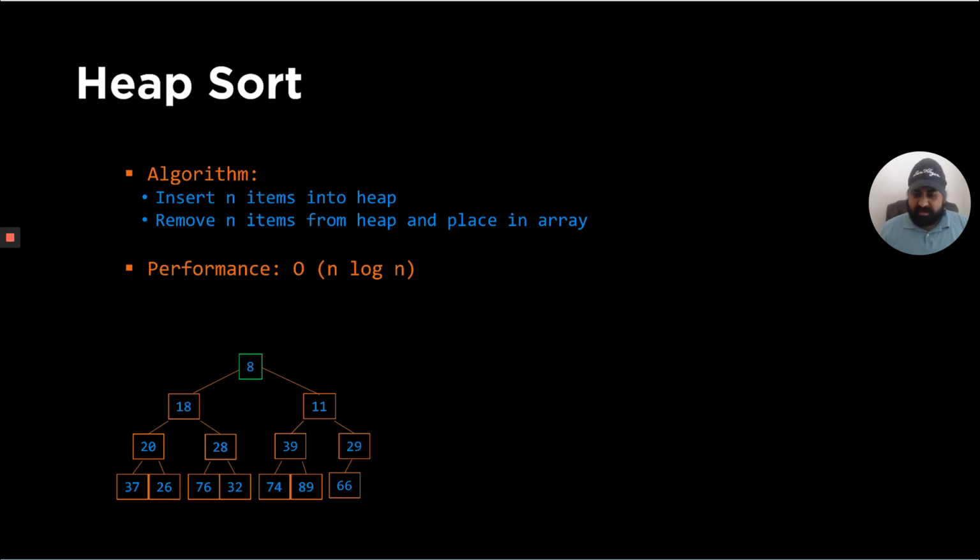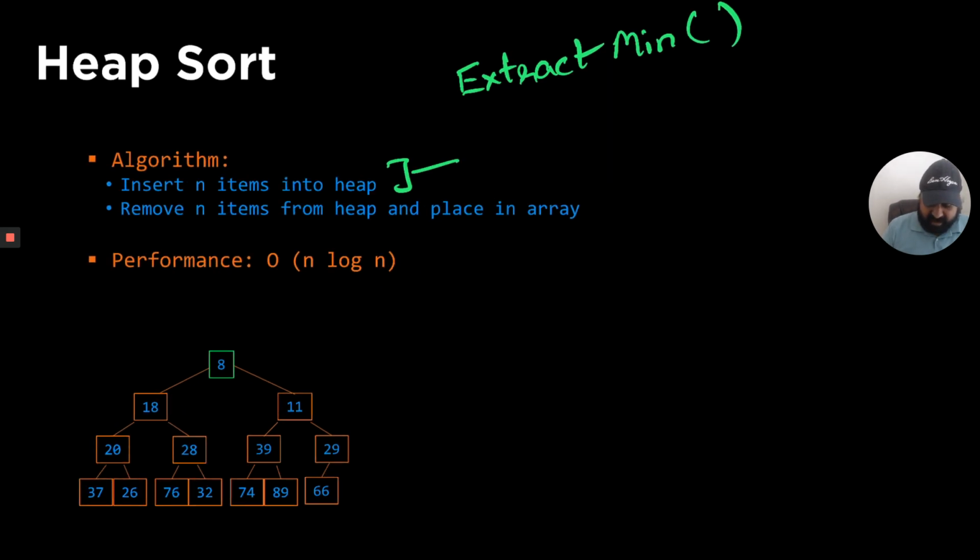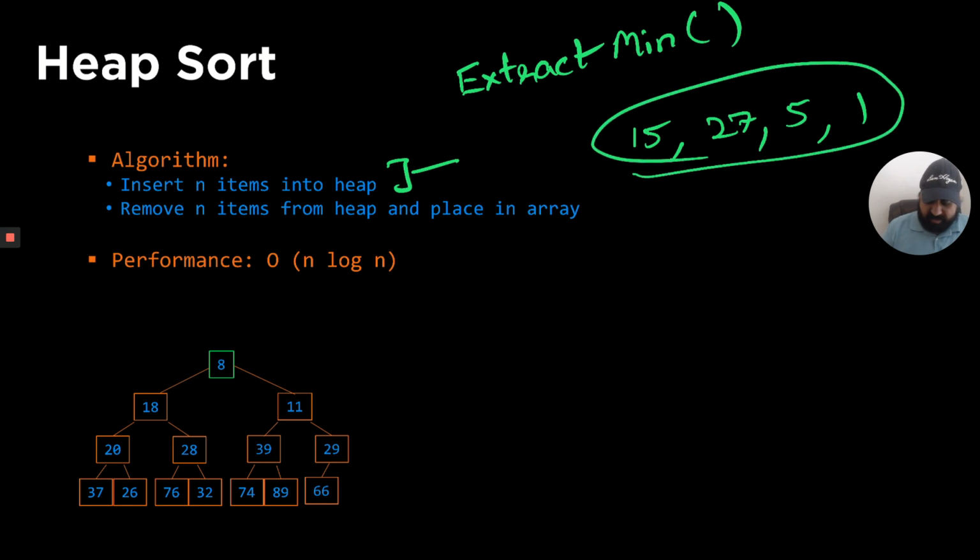So how this works in a heap is, what if we just extract minimum elements, using the extract min operation that is available in a min heap? What if we call extract min again and again till our heap is empty, after we insert n items into this heap? Let's say we have an array like 15, 27, 5, 1. This is an unsorted array. So you insert these values in a heap.